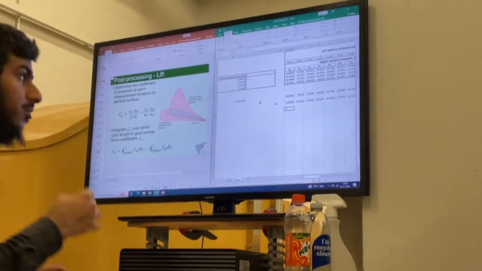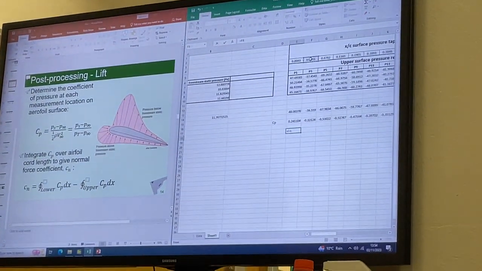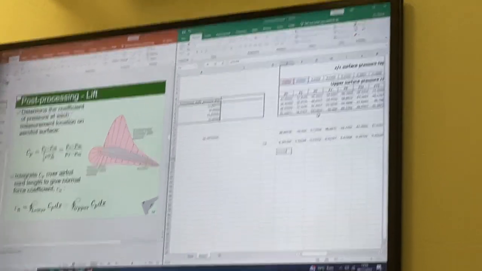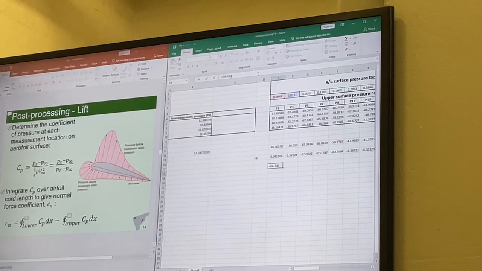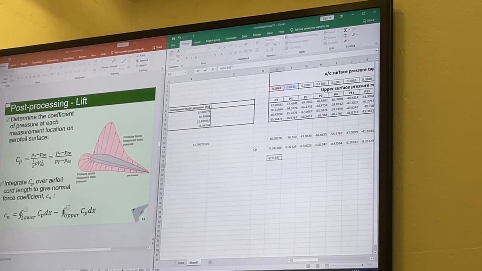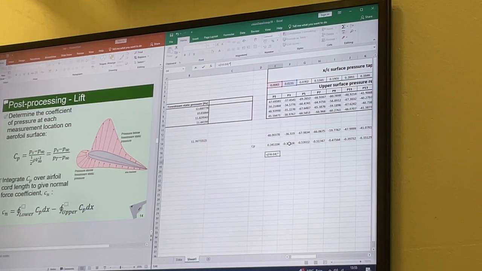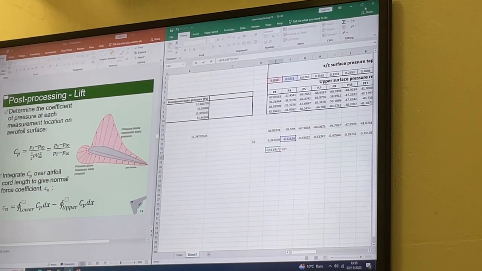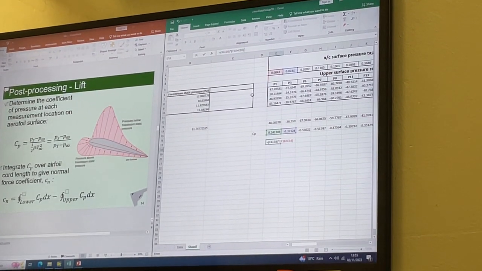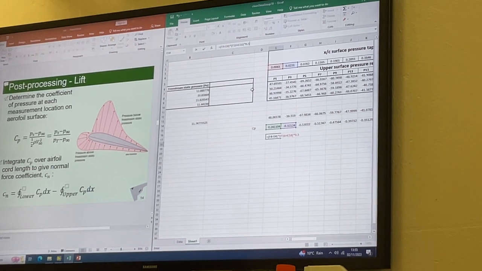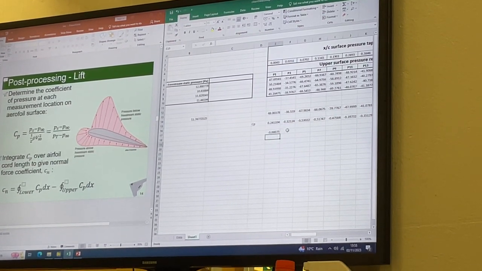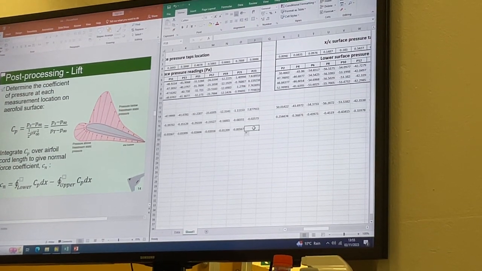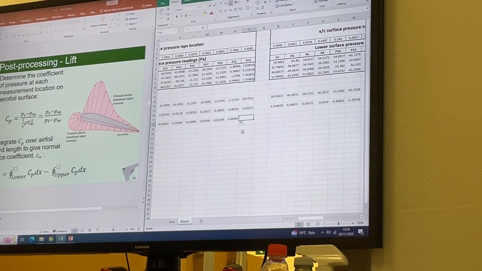So first you need delta x, which is this minus this, okay? Then you multiply with the average of two CP values. So you take this plus this, and then you multiply by 0.5 to take the average, or divide by 2, same. Then you drag it across, but be sure to not include the last point. And why is that? There's no value.